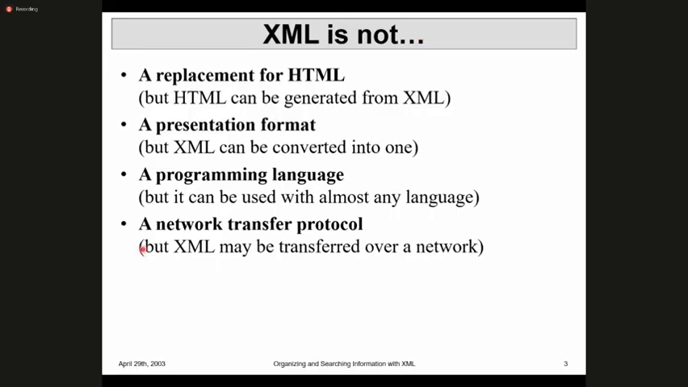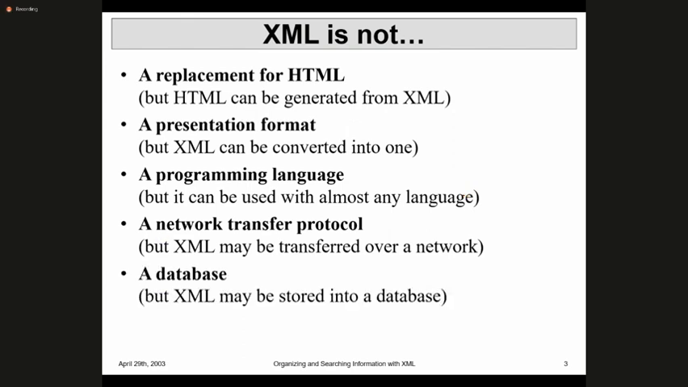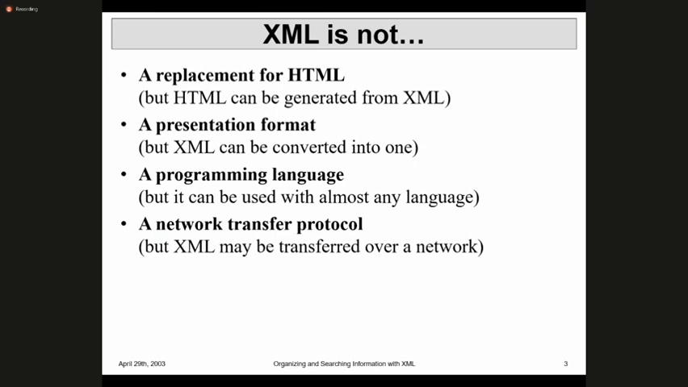And XML is not a network transfer protocol, right? Network transfer protocols are HTTP, FTP, SMTP, IMAP, Telnet, SSH. Those are network transfer protocols. XML is not a network transfer protocol, but XML can be used to transfer data over a network, right? But XML alone is not a network transfer protocol. So you shouldn't be confused with these things.